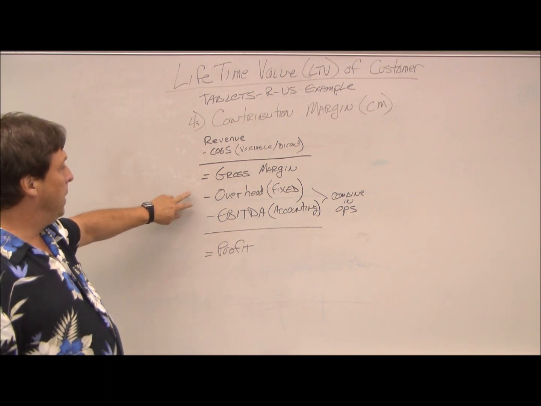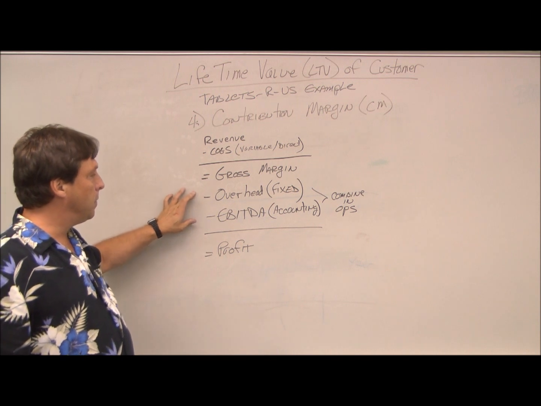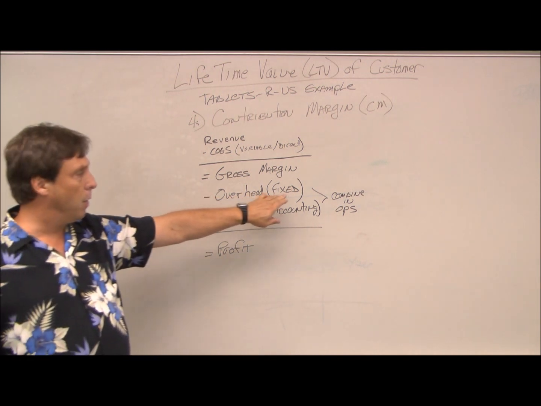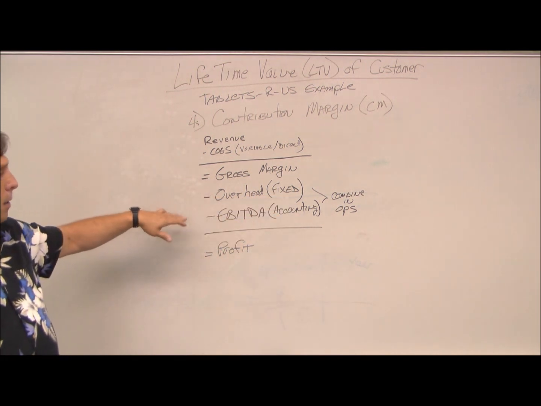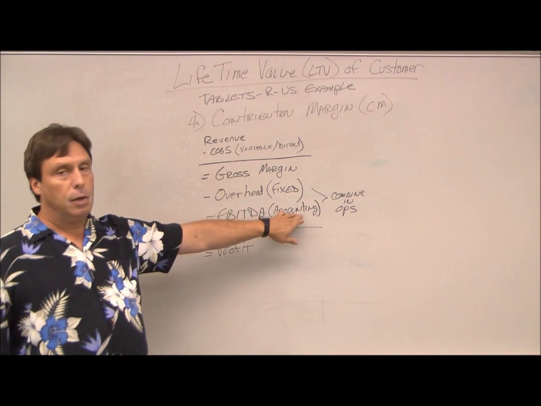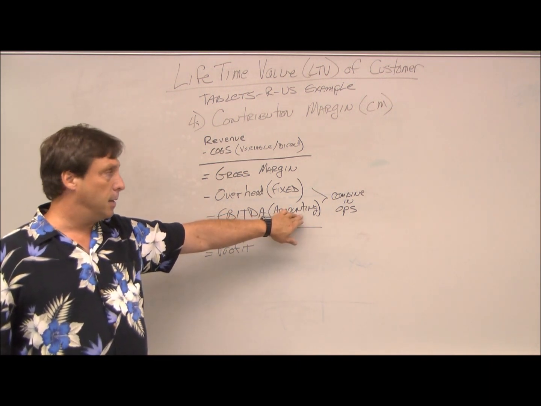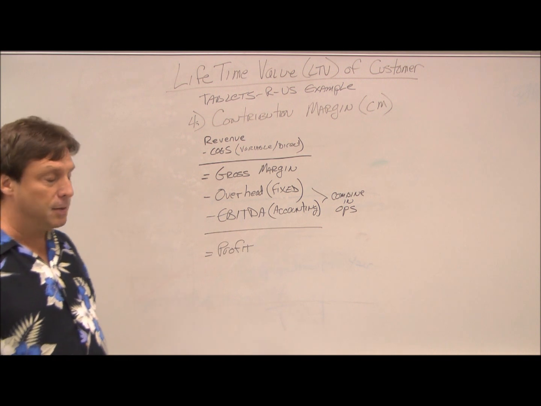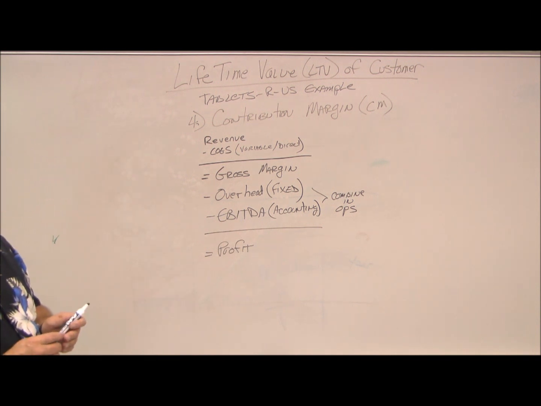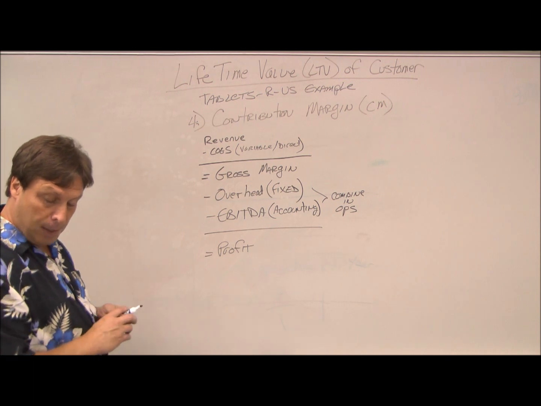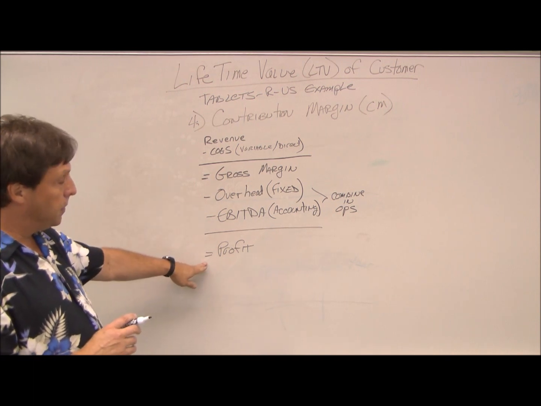Now, from the gross margin, we subtract out our overhead or our fixed costs and our EBITDA, which you learn all about in accounting, which is a lot of fun, but this is where accounting makes their money. And we all know accountants are strange people. Only kidding you, accountants. But what results is profit.